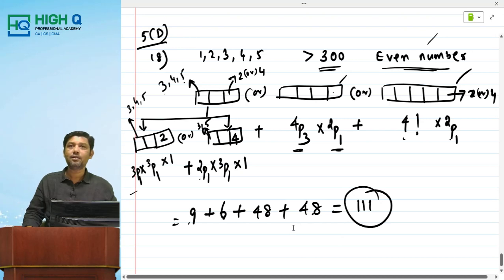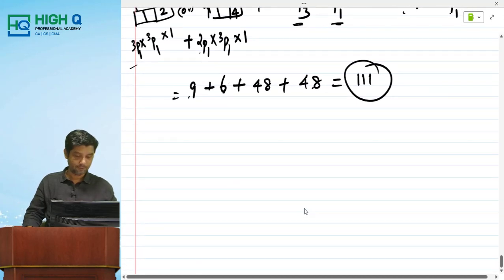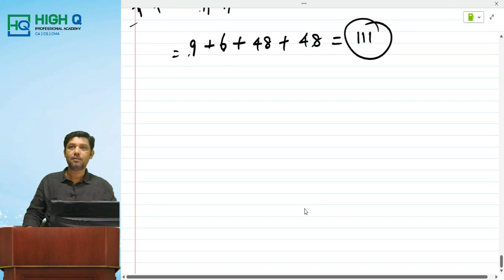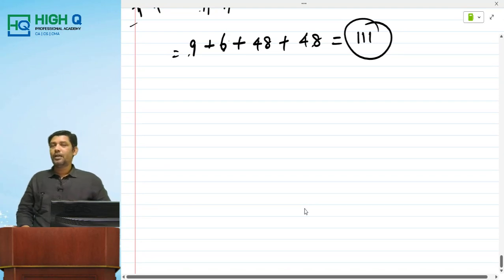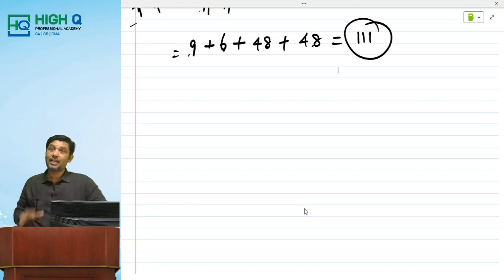5D. Read. Okay, number of different factors. Take it as homework. I will give some other number, and for that I will find the factors. And same rule you have to follow for that number. Is that clear, my dear?